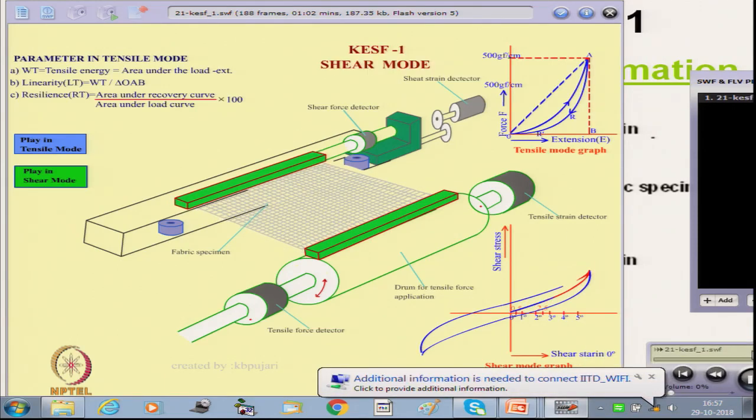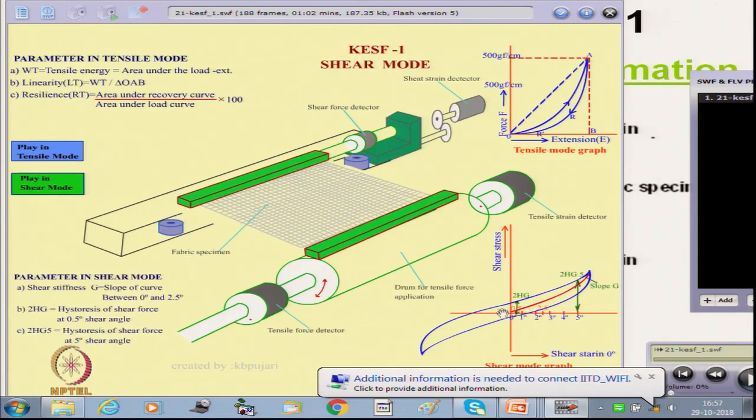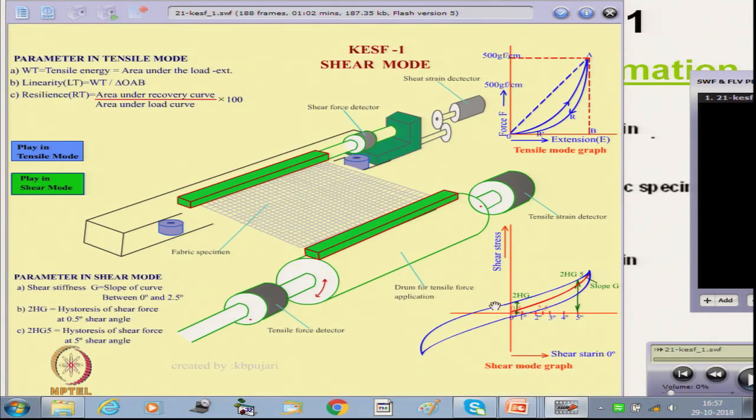Here we are getting the shear strain and shear stress curve. From this shear curve, because it is not following the same path during shearing and when it is coming back, this is basically due to the hysteresis.